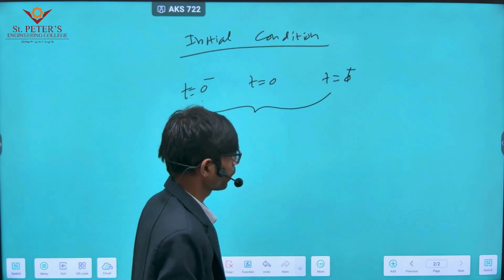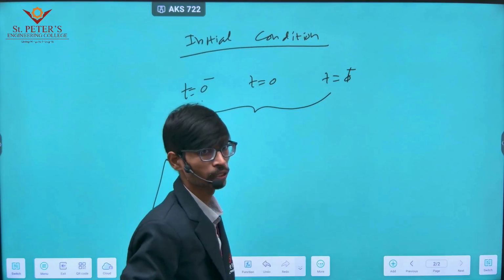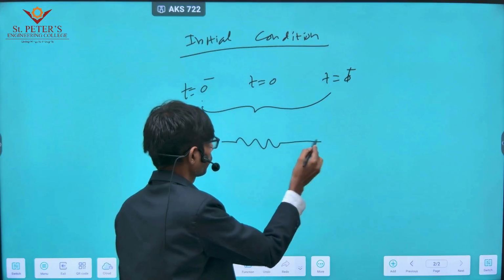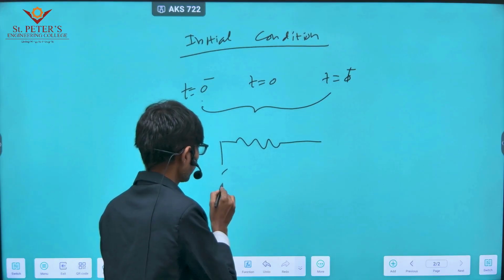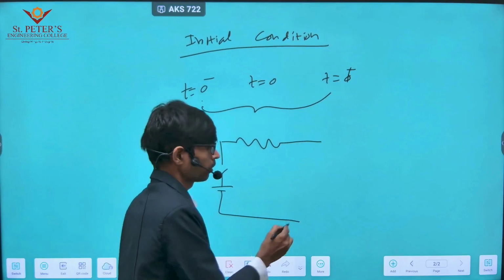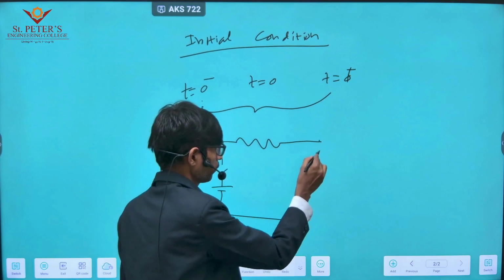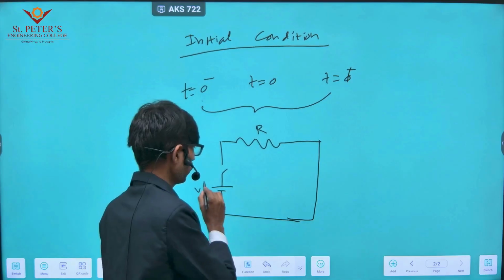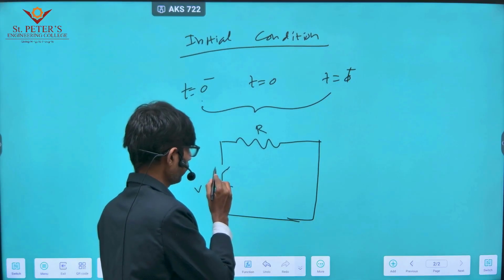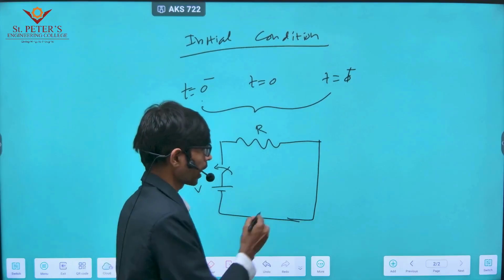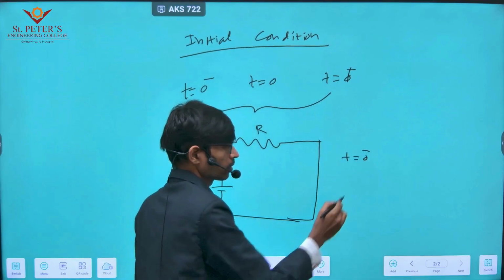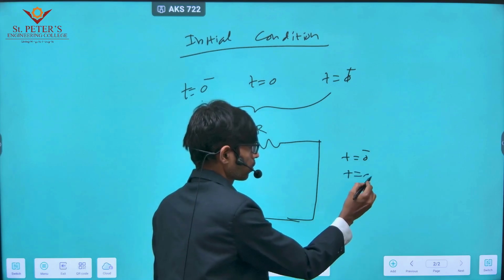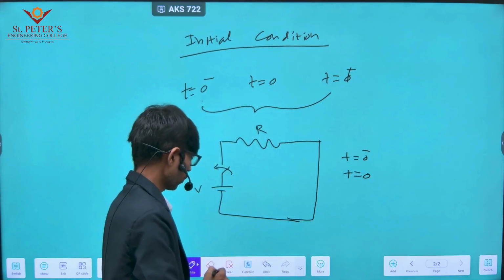For different elements we have to consider initial conditions. For example, if we consider a resistor, that resistor is connected to a voltage source with the help of one switch. This will be the voltage and this will be the switch. At t equals 0 minus, the switch is open circuit only. At t equals 0, the switch is closed.